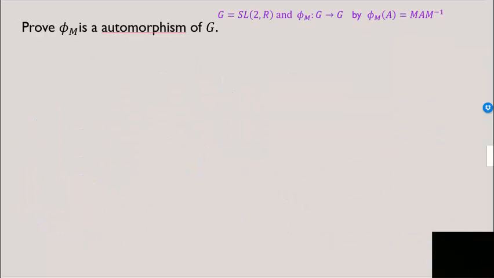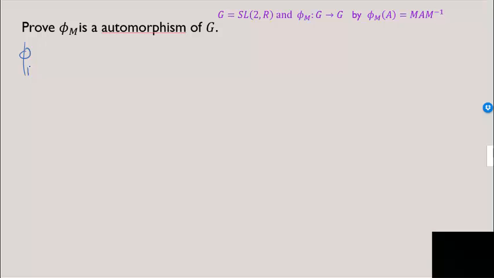We will now show that phi sub M is an automorphism of G, where G is the special linear group of 2 by 2 matrices, and phi sub M is the mapping that sends a matrix A to M A M inverse. So first, let's try to prove that phi sub M is operation preserving. Of course, the operation is the same because this is from G to G, so we have matrix multiplication.